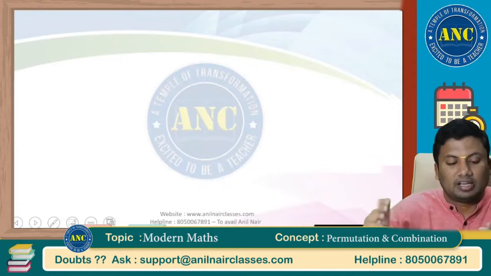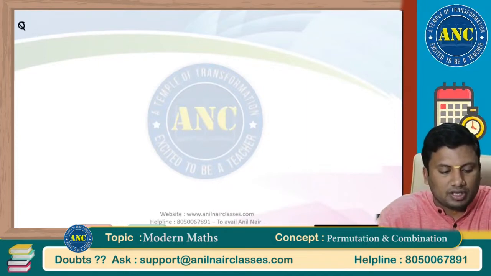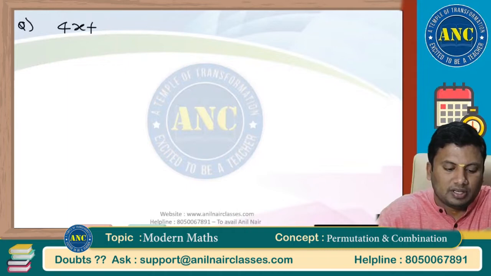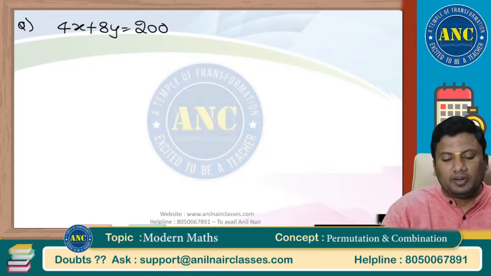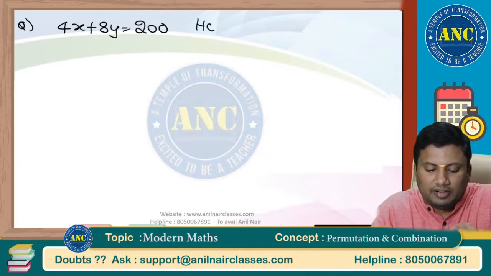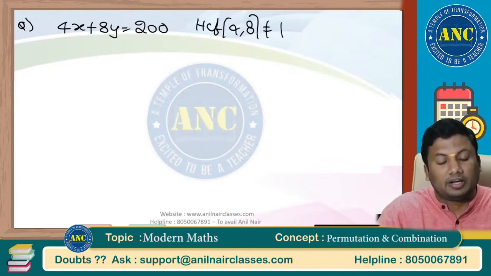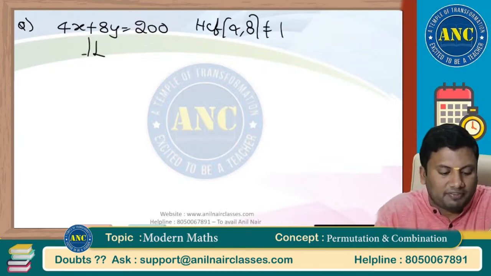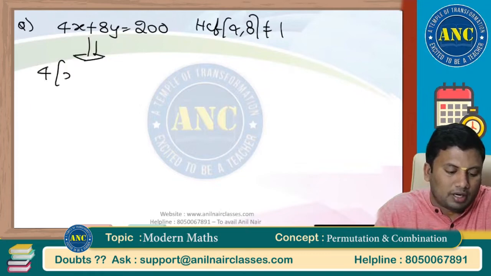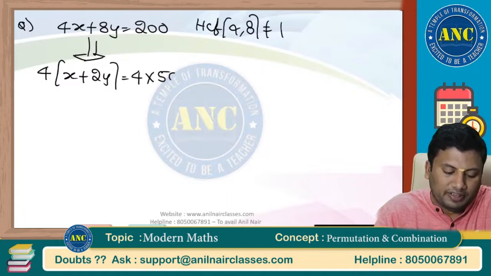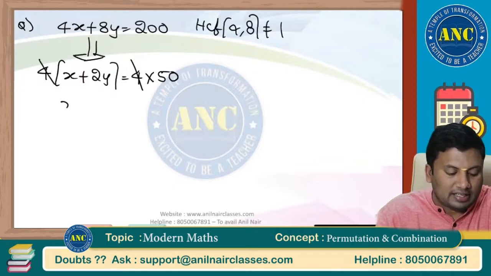What if it is not a factor? Suppose the question is like this: 4x plus 8y equals 200. HCF of 4 comma 8. Both are multiples of 4. They are not co-prime. Make them co-prime by simplifying the equation. Take 4 common: 4 into x plus 2y is nothing but 4 into 50. 4 cancelled out. x plus 2y equals 50.